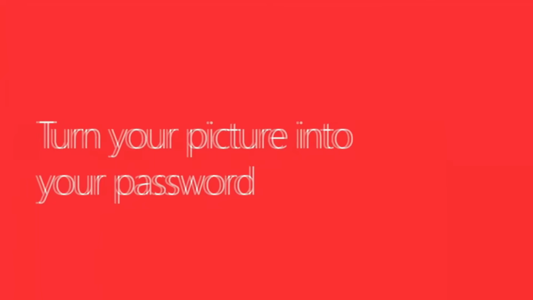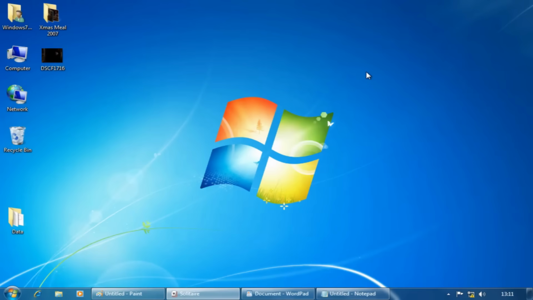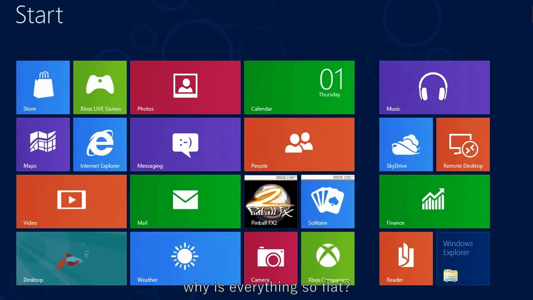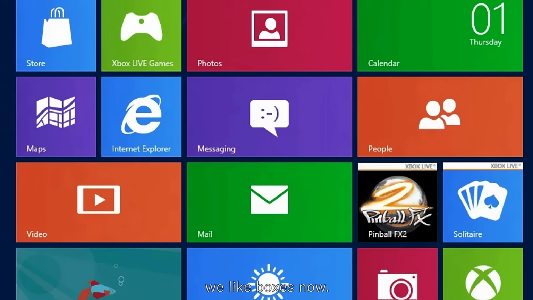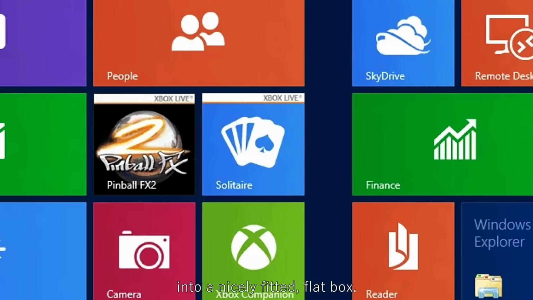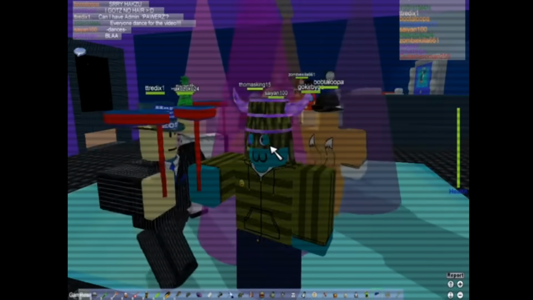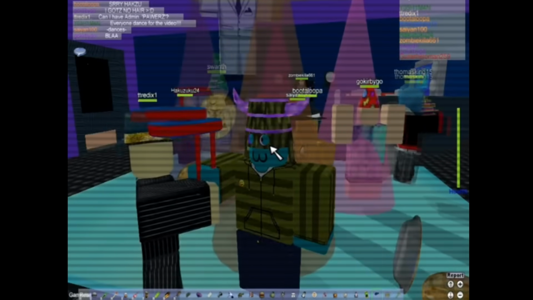My beloved Windows 7 went from having that authentic Frutiger Aero interface to looking like this. Why is everything so flat? Okay, we like boxes now. Actually, we like to just shove everything into a nicely fitted flat box. Alright, the lock screen wallpaper is pretty nice. What you just witnessed is essentially what happened to Frutiger Aero as a whole.